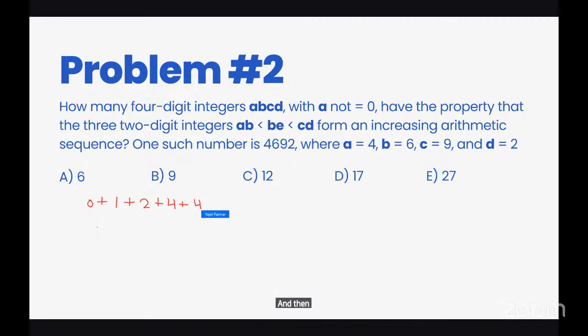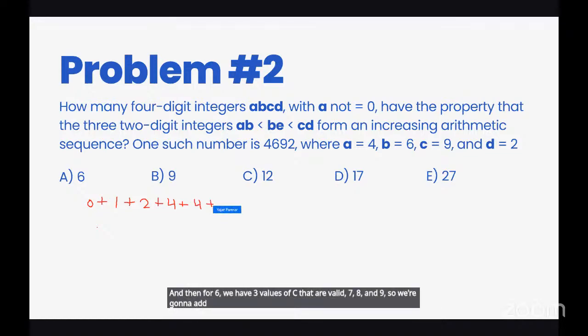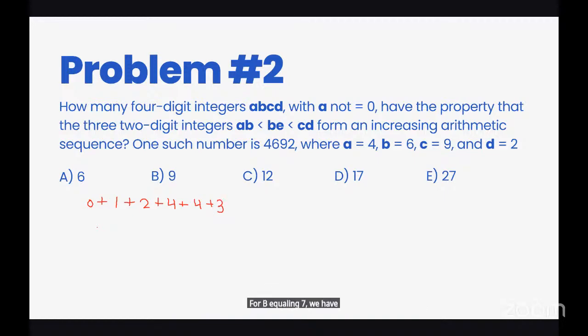And then for 6, we have 3 values of C that are valid, 7, 8, and 9. So we're going to add a 3. For B equaling 7, we have 2 valid values of C, 8 and 9. So we're going to add 2. And then for 8, we have 1 valid value of C, which is 9. So we're going to add 1. And then for B equaling 9, there are no valid values of C, so we're going to add a 0. And then when you combine all those together, you get 17 as your final value.